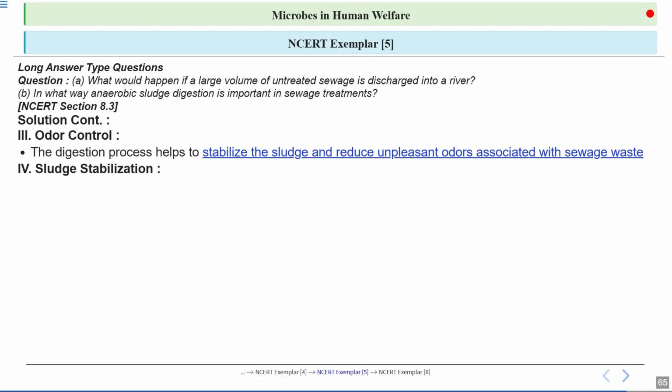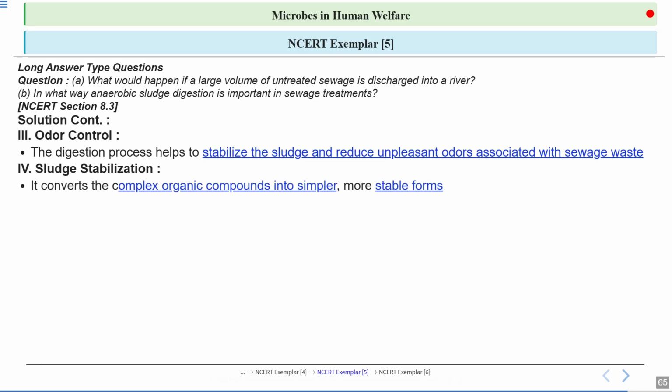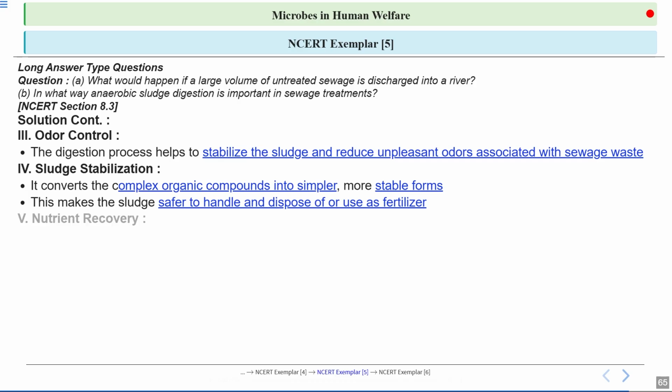Next one is sludge stabilization. This is the fourth benefit. This is a key step in making the waste safer and easier to manage. During anaerobic digestion, complex organic compounds in the sludge are converted into simpler, more stable forms. Clear? Because the sludge is now stabilized, it's much safer to handle and to dispose of, or it can even be used as a fertilizer. So this reduces health risks for the workers as well as for the environment.